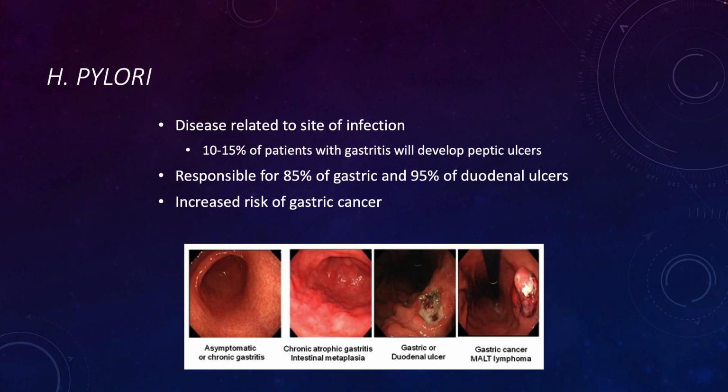The disease that is caused by Helicobacter pylori is related to the site of the infection. Anywhere from 10 to 15% of patients with gastritis will develop peptic ulcers. So what you see in this image here is asymptomatic or chronic gastritis. The patient just constantly has inflammation in the stomach. It's responsible for 85% of gastric and 95% of duodenal ulcers. And you can see the ulcers forming here. And of course, then you get the increased risk of gastric cancer.